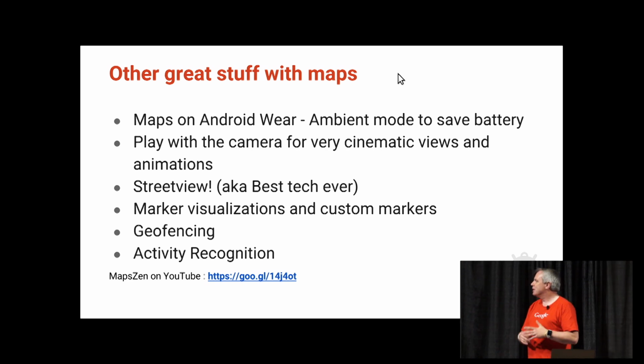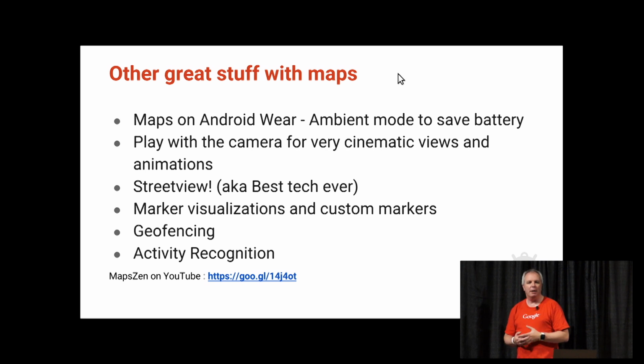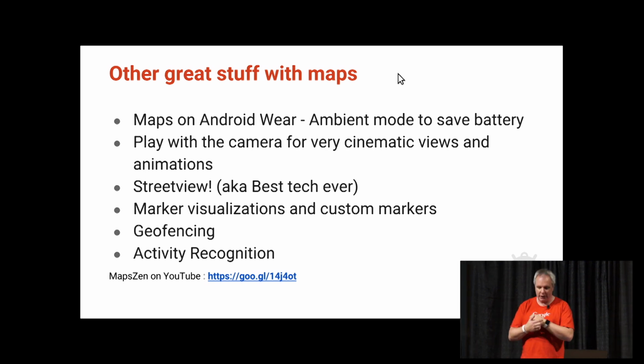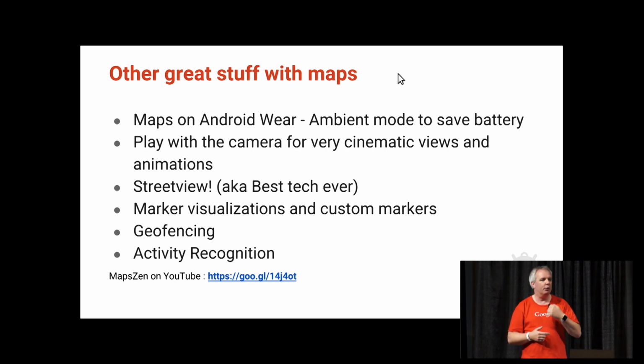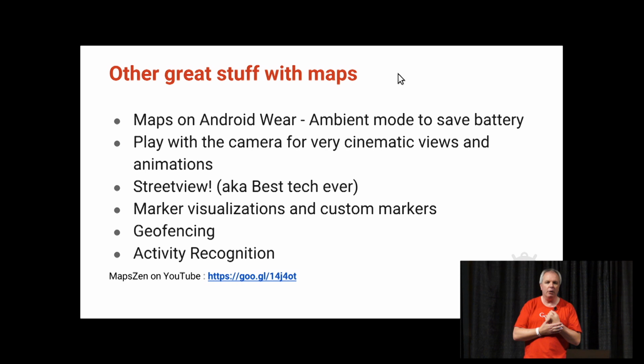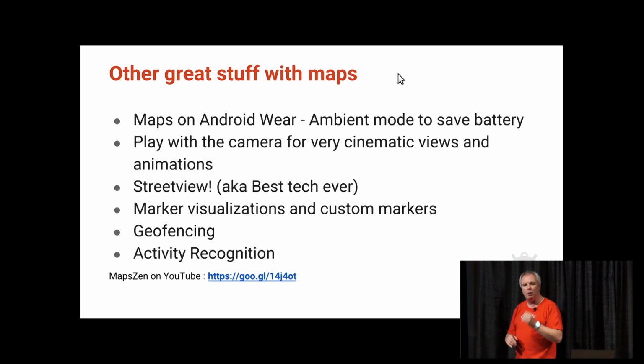Wait, there's more. There's lots of other great stuff with maps that I didn't have time to fit in. Maps on Android Wear is something that we shipped. So you can actually have a little map on your watch, great for navigation applications, that type of thing. And there's something called ambient mode, which turns it down into a low contrast map, a very dark one, when you're not moving your watch around to save battery life.